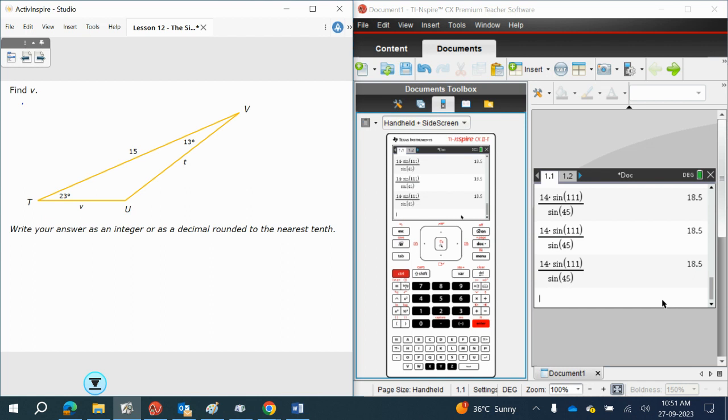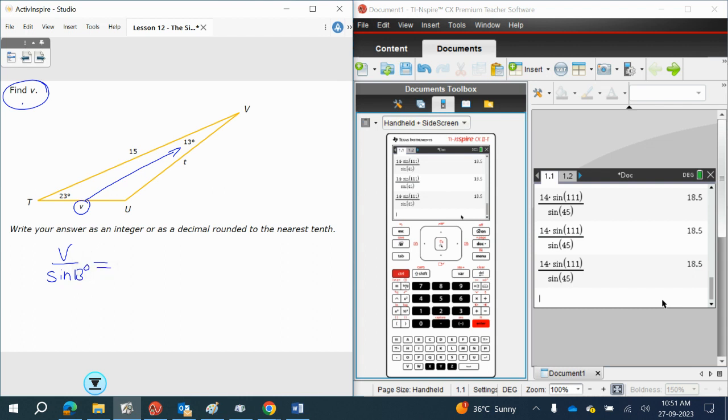Okay, let's have a look at a solution to this one. So start off, we are after V. That's this one. So we need to use that angle. So we start off with V over sine 13.